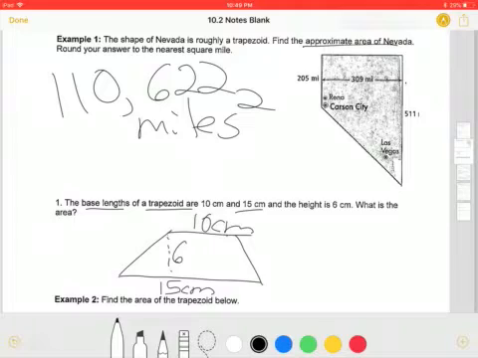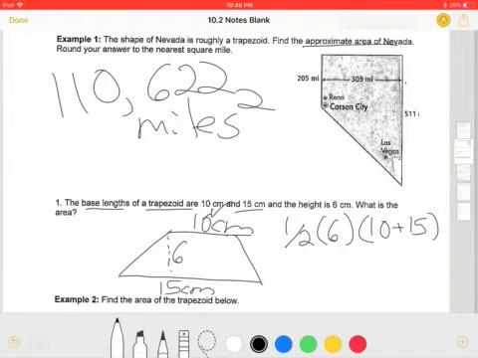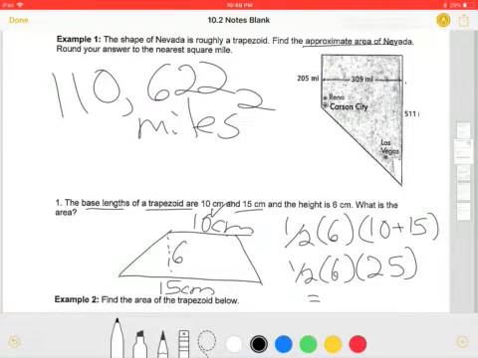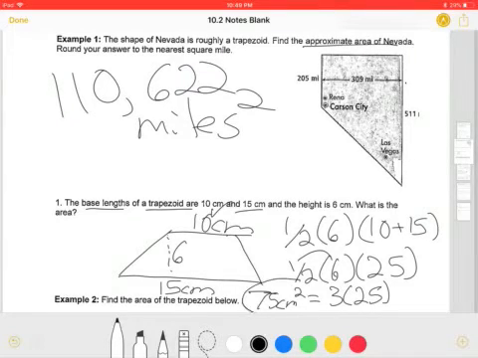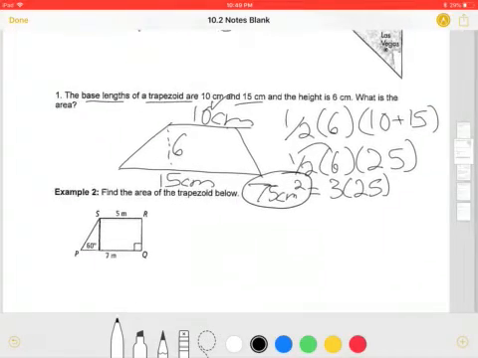So let's assume that it looks something like that. All right, what's the area? Pretty simple for this. We have 1/2, multiply it with our height of 6, multiply it with the sum of 10 and 15. So we're taking 1/2 times 6 times 25. So this would get us 3 times 25, because half of 6 is 3. And this would get us 75 centimeters squared. Simple for that.